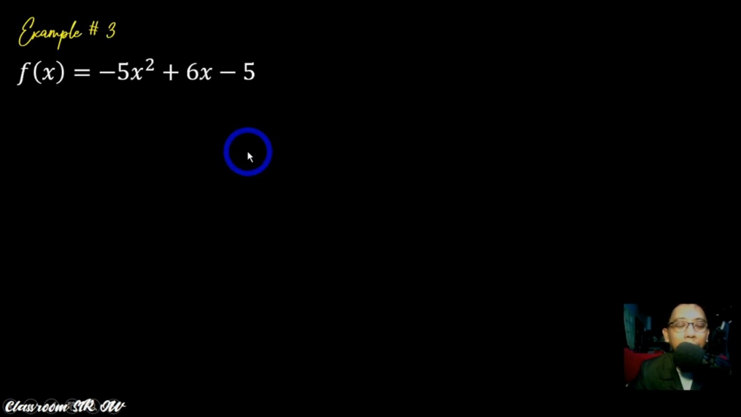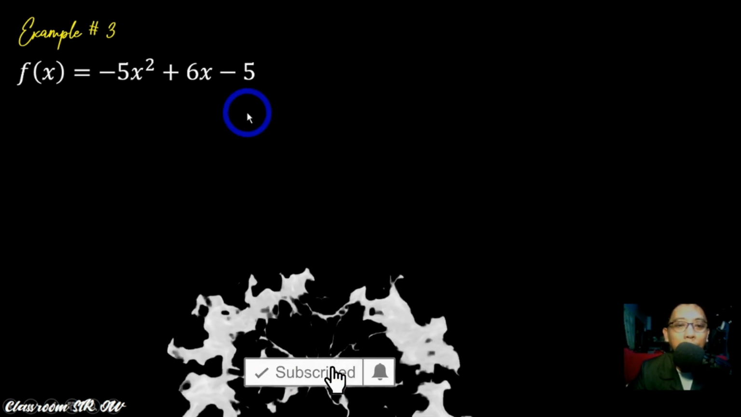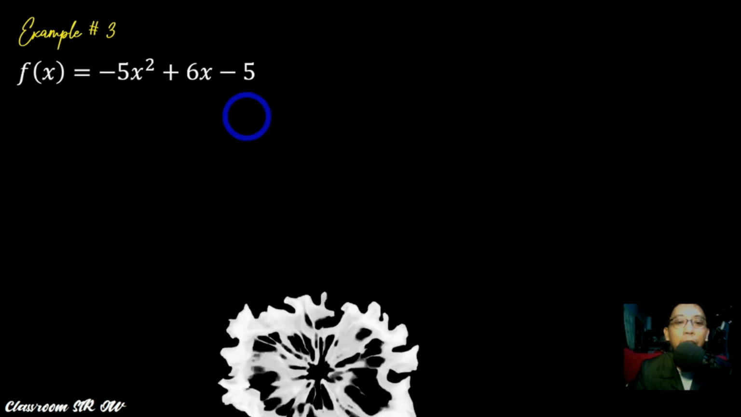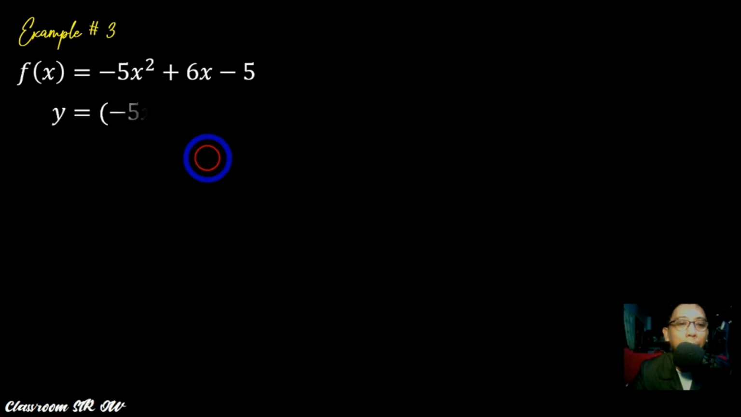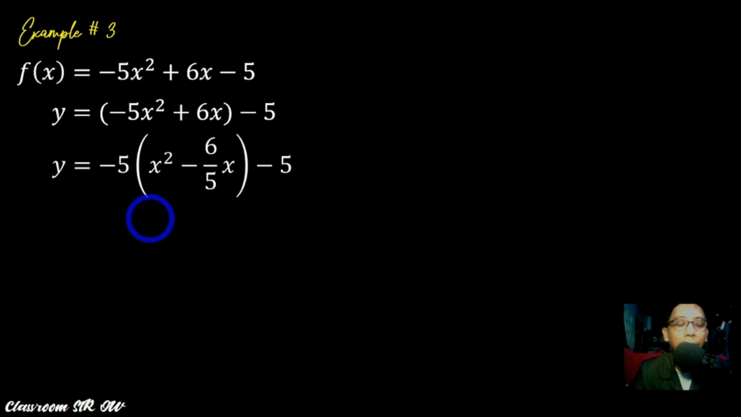Example number 3. f of x is equal to negative 5x squared plus 6x minus 5. So once again, we will transform this one into vertex form and we will identify the vertex. So once again, we are going to group the terms with variables. So we have negative 5x squared plus 6x, we group them as 1, copy negative 5. So this time, we will now factor out negative 5. So we have negative 5. Negative 5x squared divided by negative 5 is x squared.